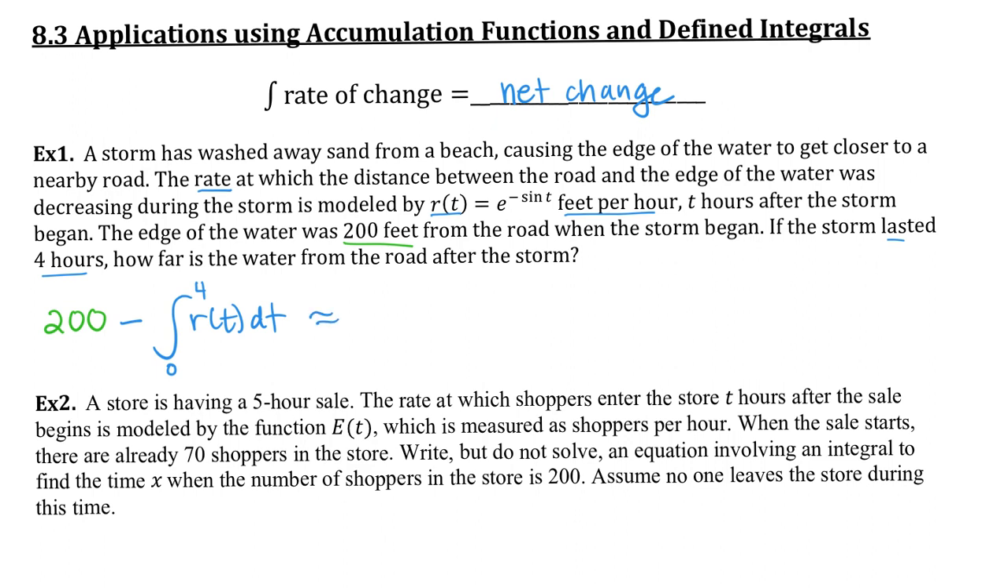It is okay for me to just say R of t dt here because R of t is clearly defined right here. So we know what we're talking about. However, when I put it in the calculator, I'm going to do 200 minus the integral from 0 to 4 of e to the negative sine x dx. I'll put the entire thing in my calculator, but my setup can look like this. When I put it in my calculator, I get, let's keep 4 decimals, 196.9373, which is less than 200. So the water and the road did get closer.